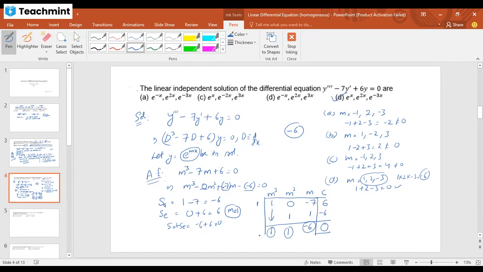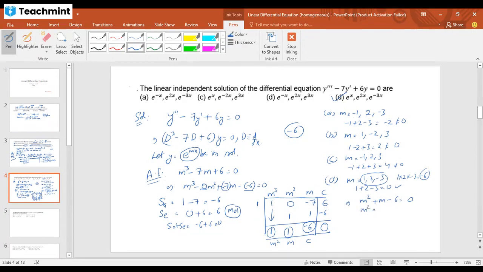So the depressed equation: these are the coefficients of the constant, m and m square. Because the given equation is a cubic polynomial, we divide it with a linear one, so the depressed equation is a quadratic polynomial. So the quadratic polynomial is m square plus m minus 6 equal to 0. It is a quadratic polynomial, so we can easily factorize. The product is minus 6 and the sum is plus 1.